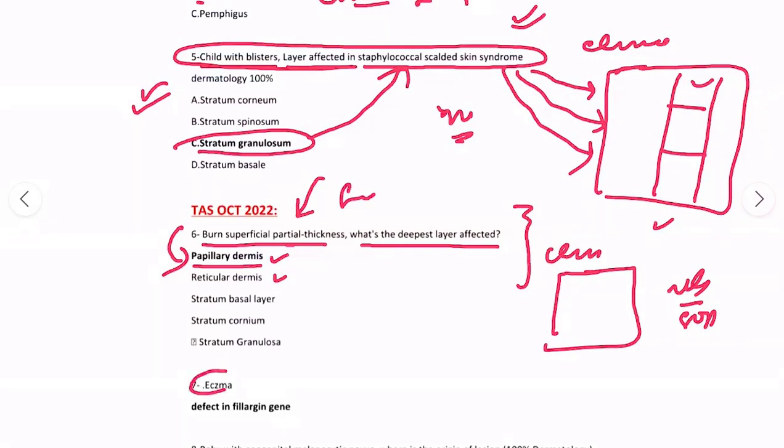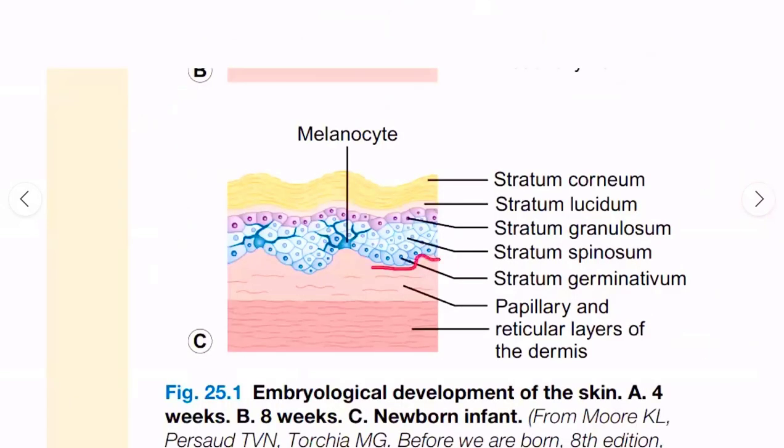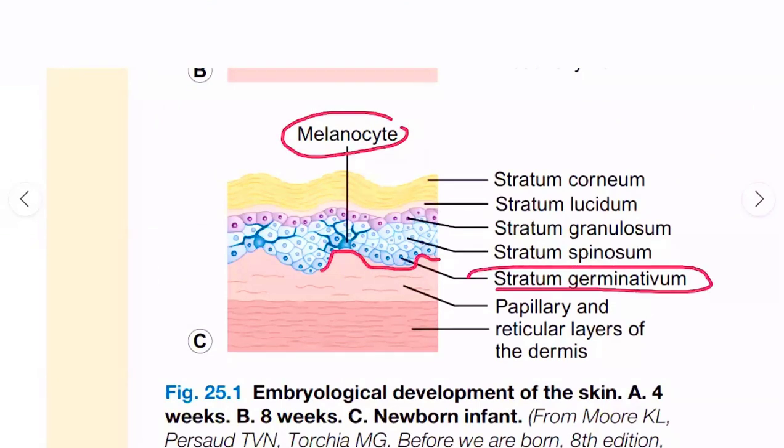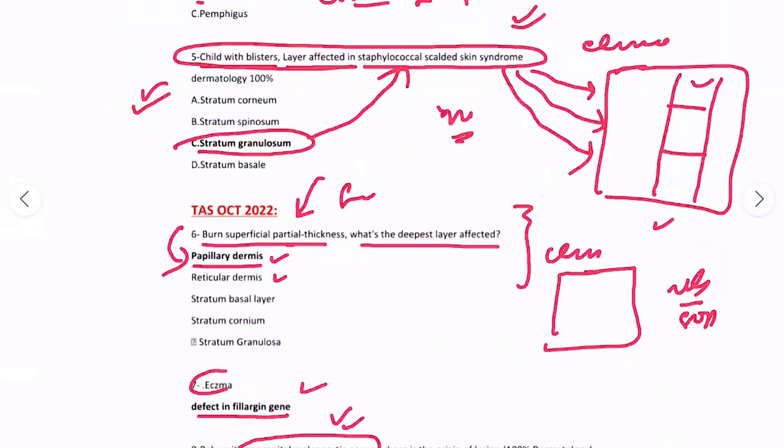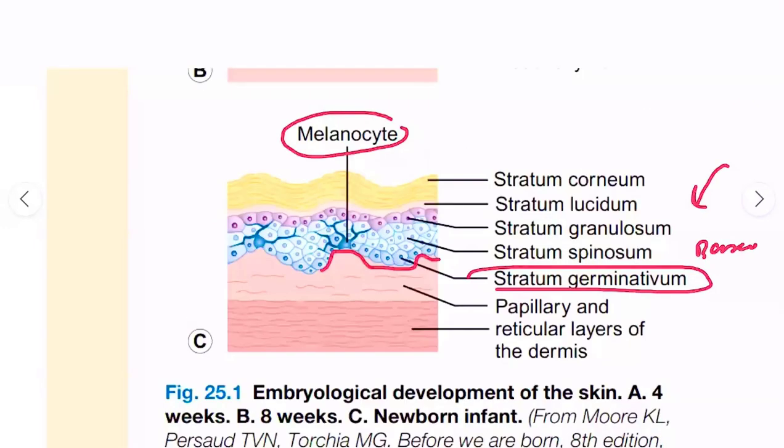Okay, eczema again. What's the defect? That is in the filaggrin gene. Next, a baby with a congenital melanocytic nevus. We have discussed this one time in our group: where are the melanocytes, in which layer of the skin? This is in your stratum basale. See here, these are the melanocytes in the stratum germinativum, which is also known as stratum basale. So the same question they have asked here. From this, we come to know that we must know what the layers of the skin are and which layer is affected in different types of diseases.